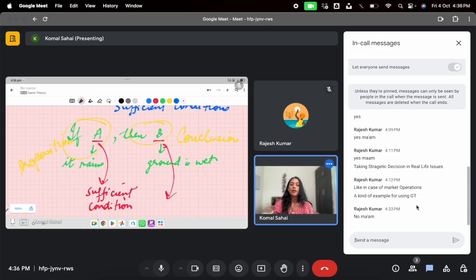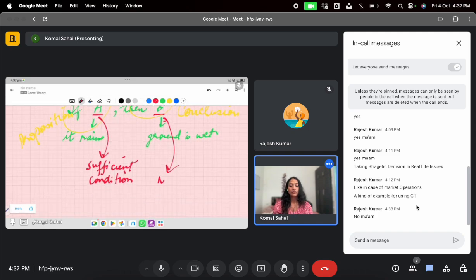B is necessary for A. How? If the ground is wet, right? Now think of it the other way. Suppose you observe that the ground is wet. In that case, is it sufficient to conclude that it rained? No. The ground can be wet due to other reasons, right? But if the ground is not wet, then you could say for sure that it has not rained. So to conclude that it rained, it is necessary that the ground was wet.